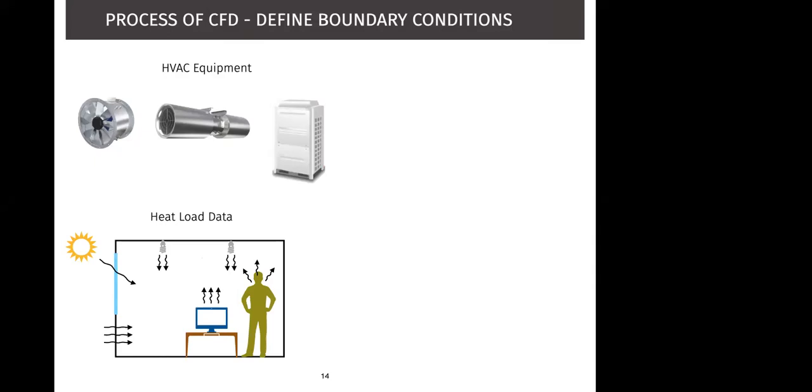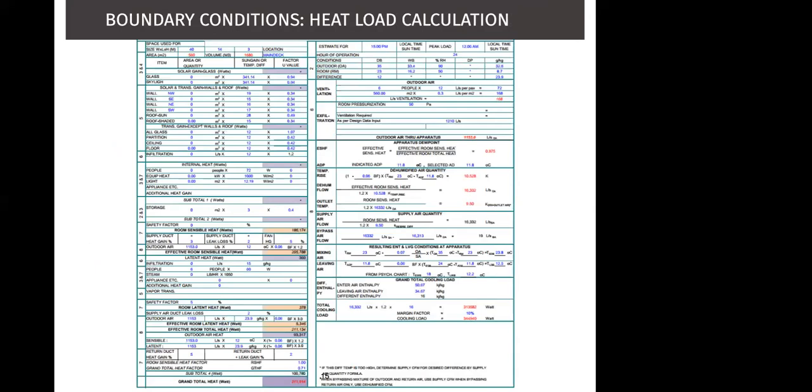The second is the heat load data. If you're doing a thermal analysis, the heat load data would be critical. So in terms of what is the heat being generated within the system due to solar radiation, due to equipment, due to lighting, due to the people, all of that would then be considered as the boundary condition. This is typically a heat load chart that we would receive and would then apply the heat for the room, the sensible heat and the latent heat in the room to the system as boundary condition.